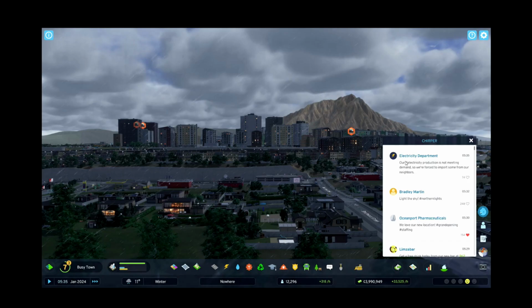Cool, okay. So yeah, we can see here the electricity department actually put out an update, letting everyone know the production is not meeting demand, so they're forced to import from some of our neighbors. So yeah, Chirper is going to be kind of a two-part thing. It's just cool to have that in the game, to keep up with what everybody's doing.